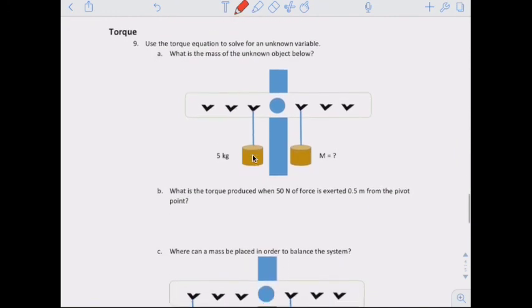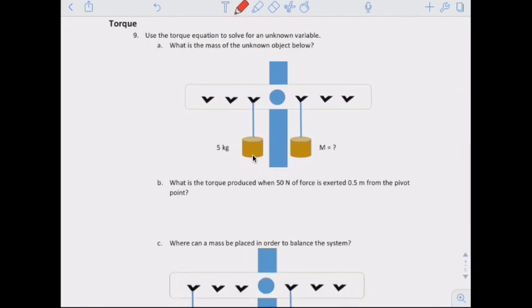Looking at torque, it says use the torque equation to solve for an unknown variable. Our torque is basically our mass times the distance from the lever, or the distance from right here. Since this is not moving, not turning, it has to be the same distance, and they are, because they're on the same notch. So therefore it has to be the same mass, which is 5 kilograms.